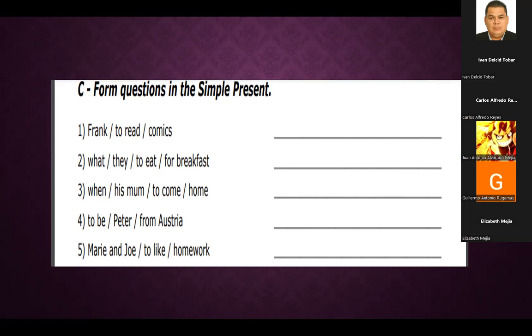Very good. Number four, ahí es el verbo to be. Ya no vamos a utilizar do ni tampoco does, porque es el verbo to be. Con el verbo to be, la forma de pregunta es diferente. Is Peter from Austria? Very good. All right. Number five. Mary and Joel do like homework. El verbo es like. Do Mary and Joe like homework?